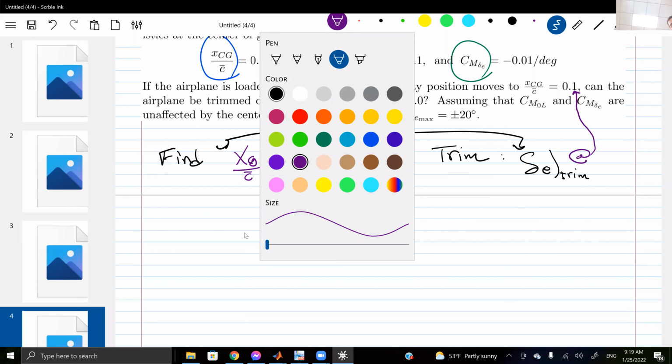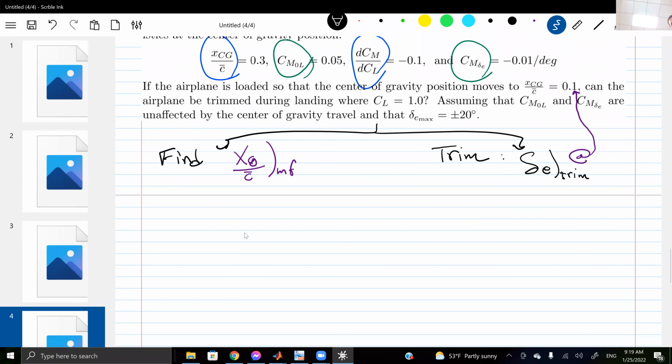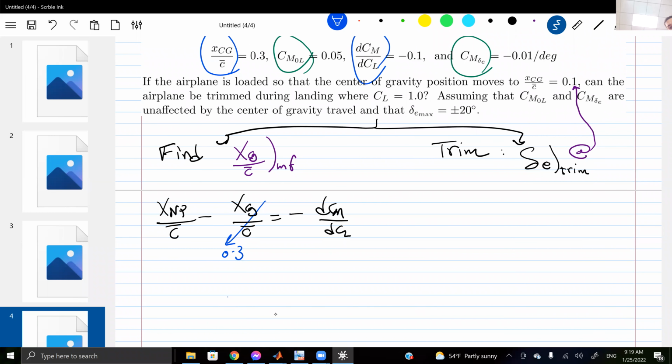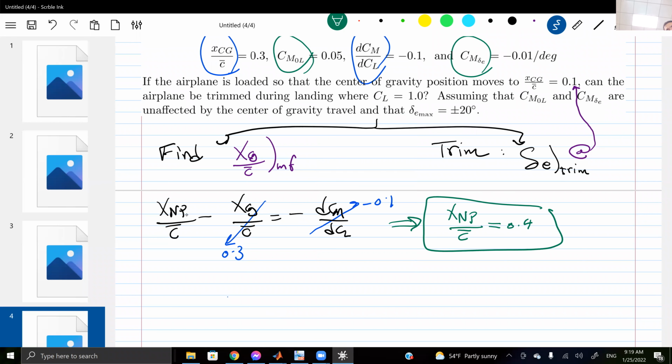So remember, to get the CG most forward, I need to get the neutral point first. So here is the equation for the neutral point: negative dCm by dCl, and that's easy. The CG was 0.3, the original CG, and the corresponding dCm by dCl was negative 0.1. So this gives you the neutral point at 0.4. And it's an aerodynamic characteristic. It will not change with the CG travel.